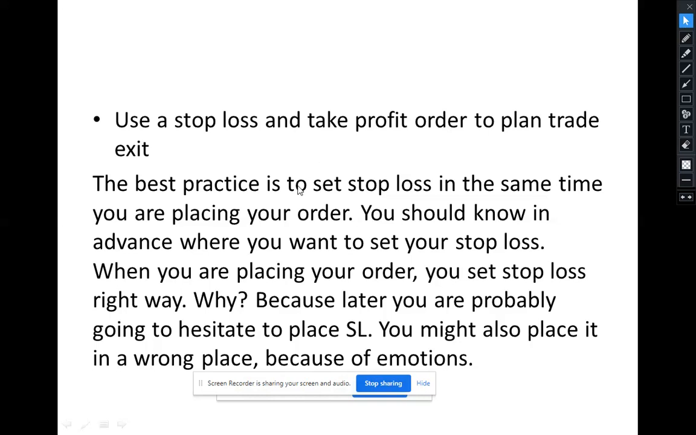So the best practice is to set stop loss at the same time you are placing your trade or your order. You should know in advance where you want to set your stop loss. When you are placing your order, you set the stop loss right away. Why? Because later you are probably going to hesitate to place a stop loss. You might also place it in a wrong place because of emotion. So immediately you enter a trade, you must set your stop loss.